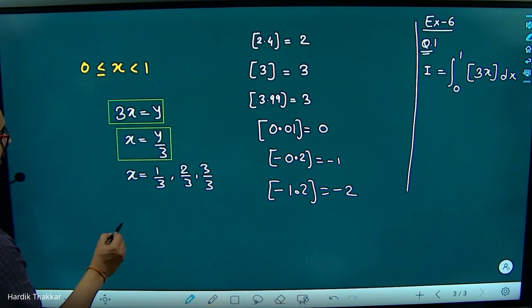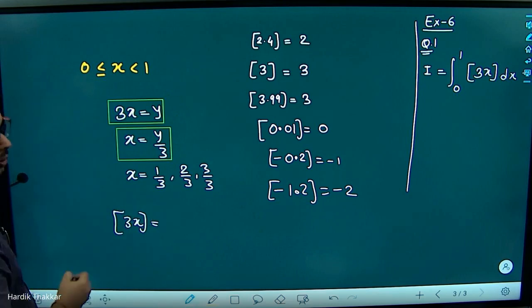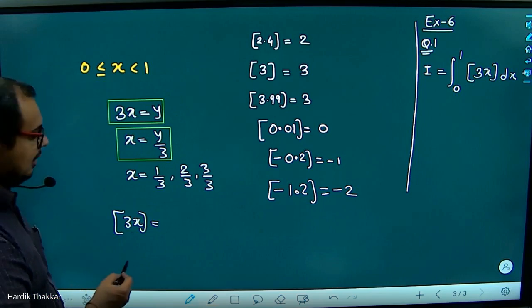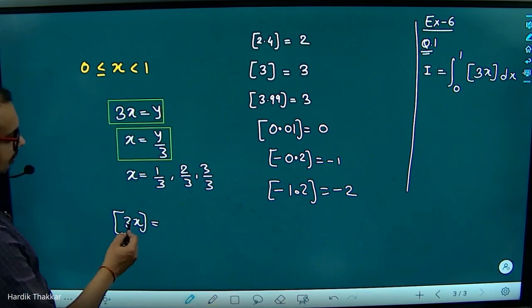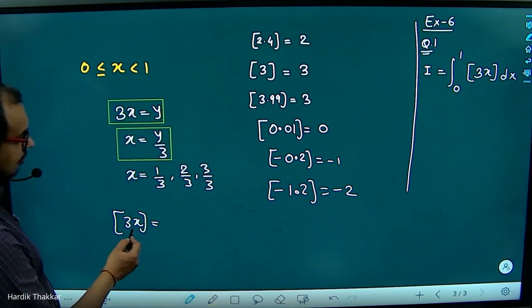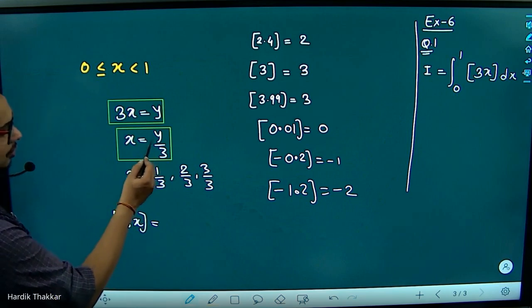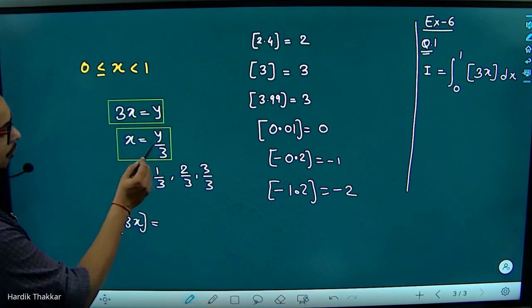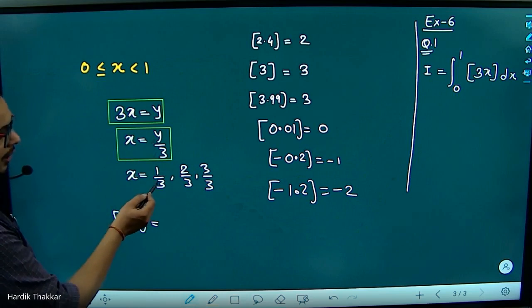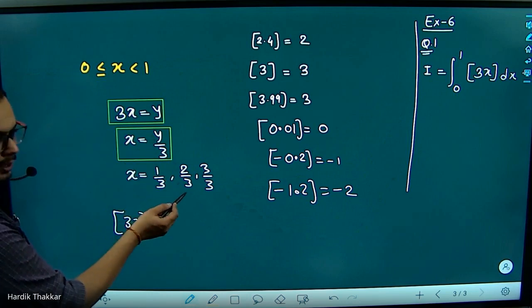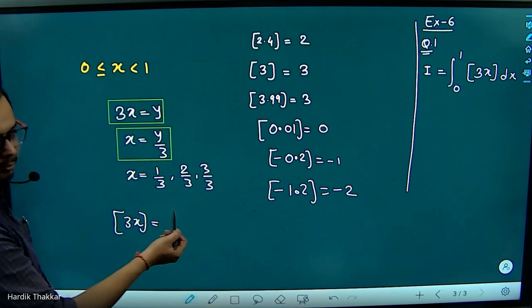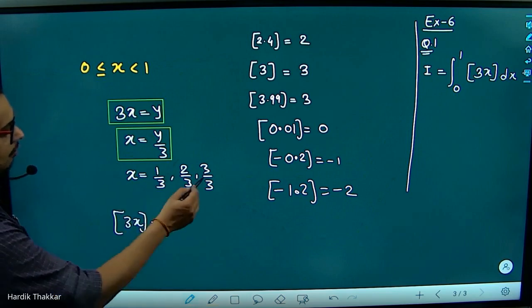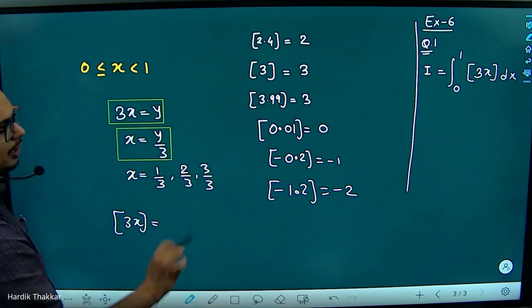The value of the greatest integer function of 3x depends on x, and here the values of x are from 0 to 1. If we put 0 here, it will be 0. If we put 1, it will be 1 by 3. If we put 2, it will be 2 by 3. And at last, if we put 3, it will be 3 by 3, which is nothing but 1.